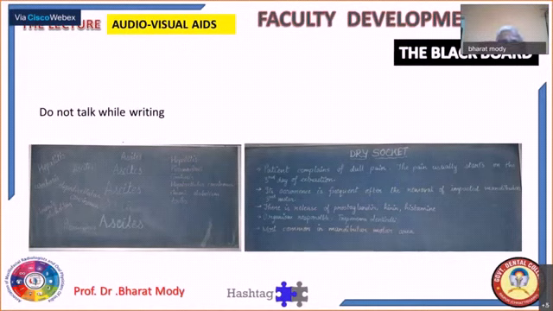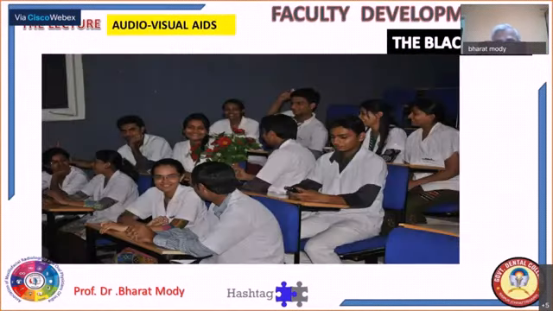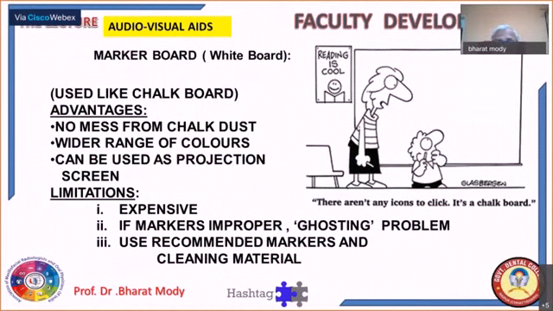The problem is eye contact, because you face the board while writing, and what is happening in the class you will never know. Somebody might be posing, somebody might be talking, somebody might be texting, and that is the major problem as far as blackboards are concerned. The whiteboard is similar to the blackboard. The only problem is with colors, and the whiteboard can be used for presentations also. But you have to use better markers, because ghosting will take place otherwise, and it will spoil your whiteboard.